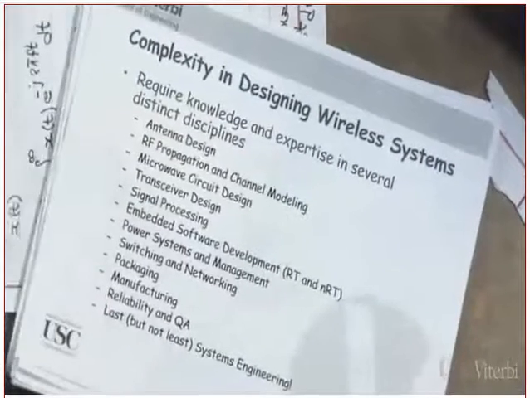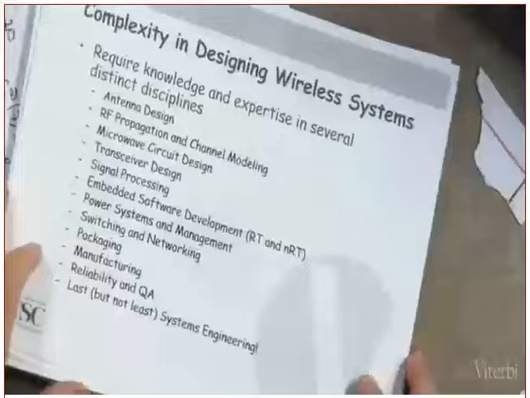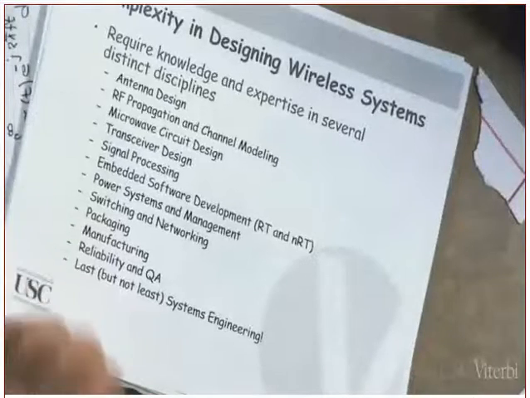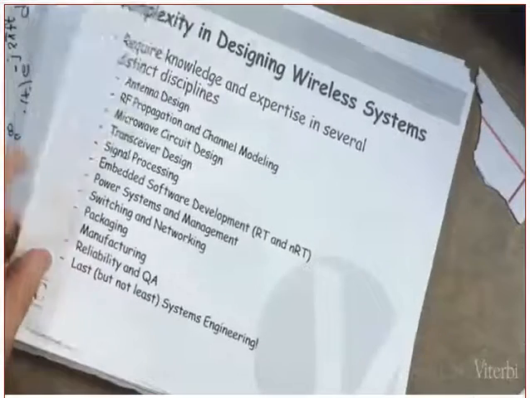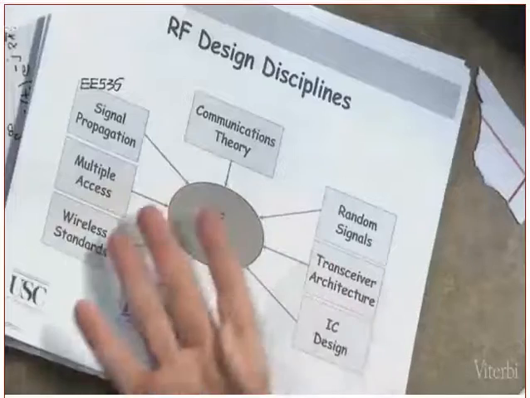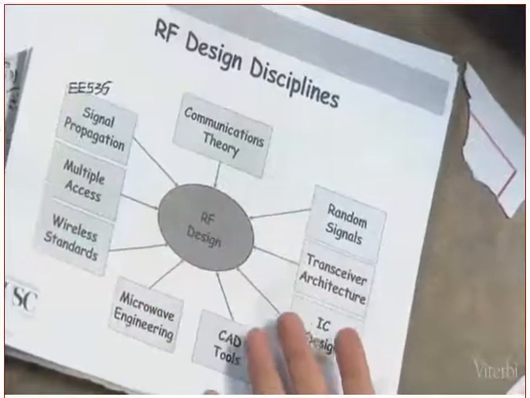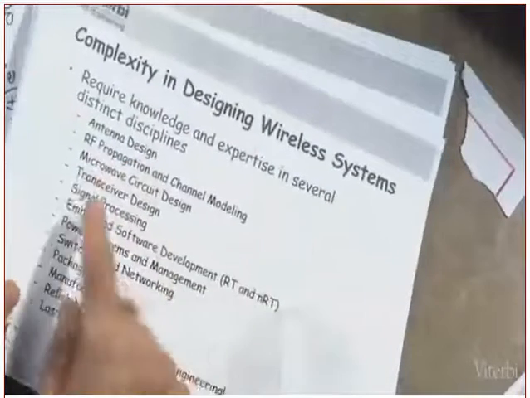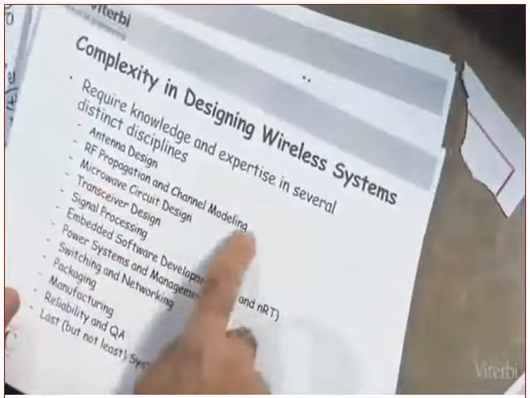Okay. Now, why is it so complicated? Why is RF so complicated? I think I showed you this last time. It is very complicated because you would require knowledge of many aspects of the field. You need to know a little bit about antennas. You need to know about propagation and channel modeling.